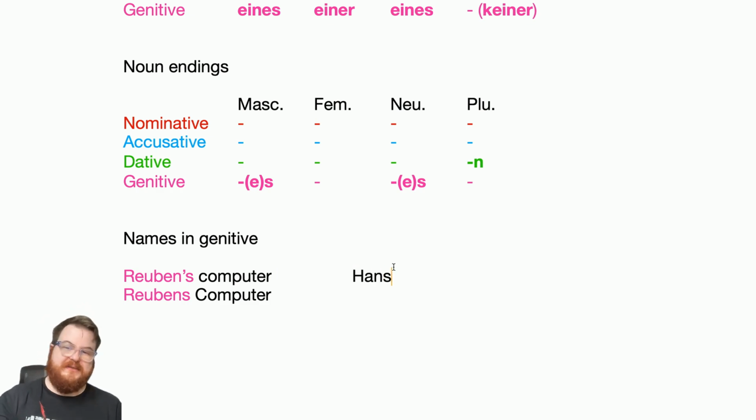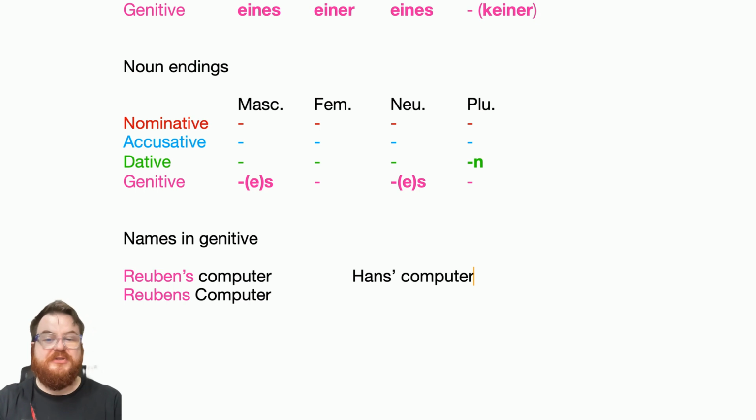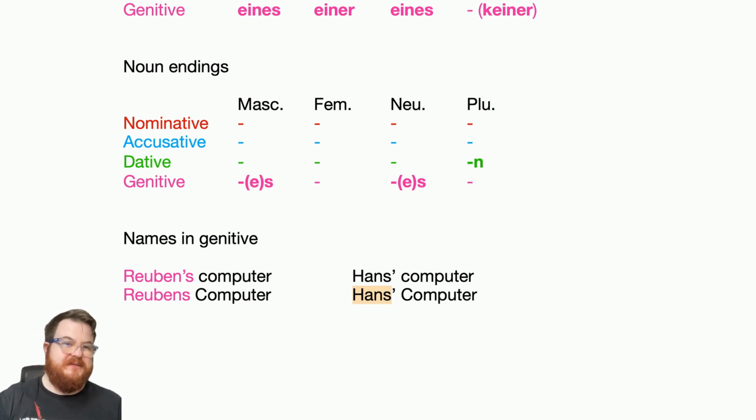So let's have Hans. Hans is a good German name. In English, we would say Hans's or Hans' or just Hans Computer, right? And in German, they do exactly the same thing. So Hans Computer should have a capital C. This is the genitive. So yeah, if you're using a person's name, I should really make those apostrophes pink too, so we don't forget. If you're using a person's name, the word order is the same as English.